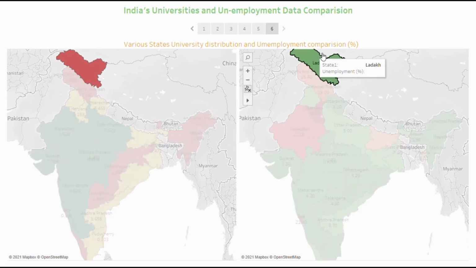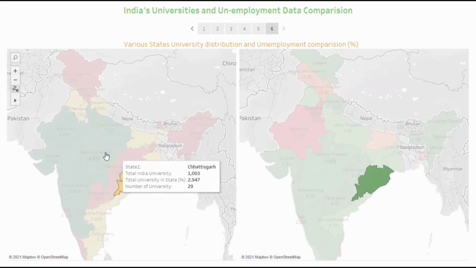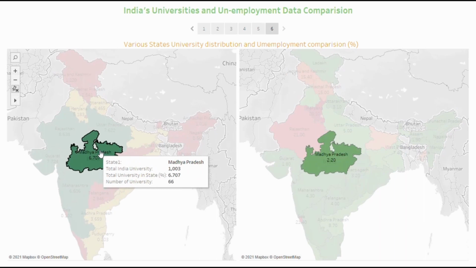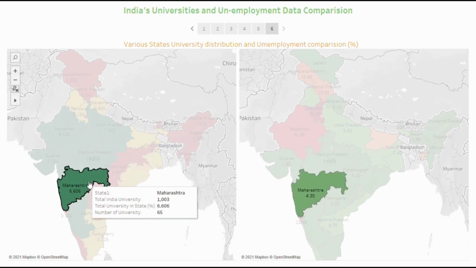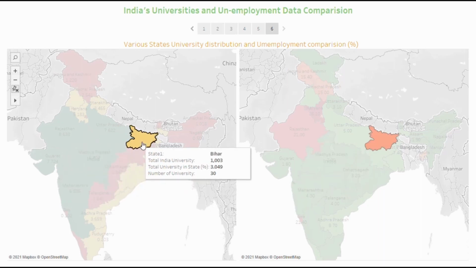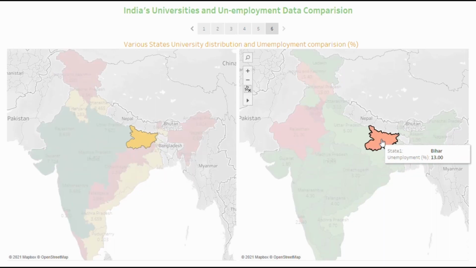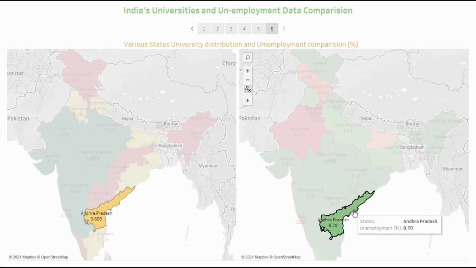In the next step, which is also a map chart, we are comparing the university percent distribution with unemployment data among the states. Here you can see central and western states are doing very good in terms of universities and unemployment. But for Bihar, the data is not good. Here you can see 3% of total universities are in Bihar, but unemployment is 13% for this state, and this state also holds 9% of India's total population.